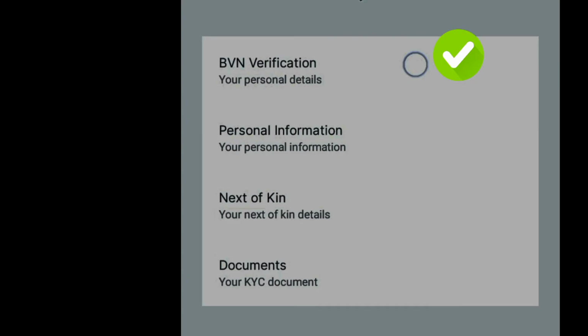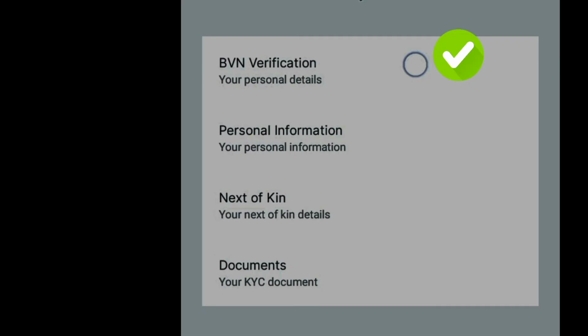The reason why you need to submit either the address on your NEPA bill or the address on your bank statement is because you will be asked to upload that as your proof of address. So for those saying I don't have NEPA bill, if you don't have NEPA bill, you can use the address on your bank statement. And how do you get that?